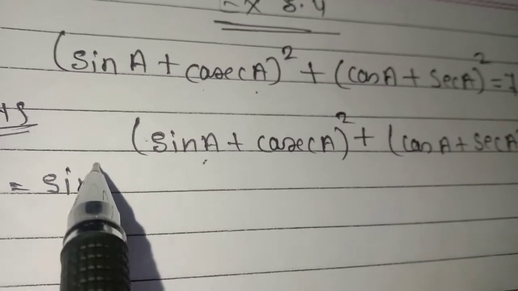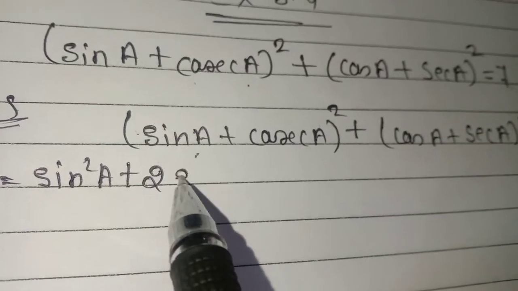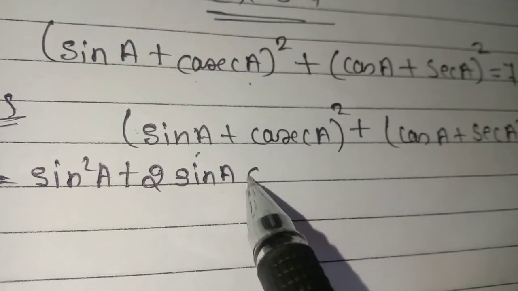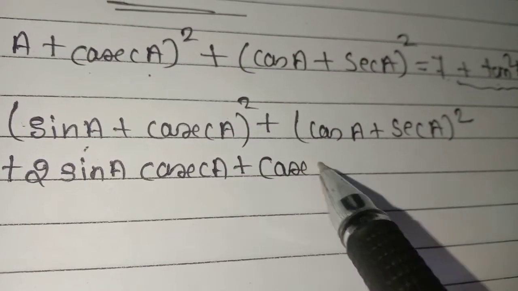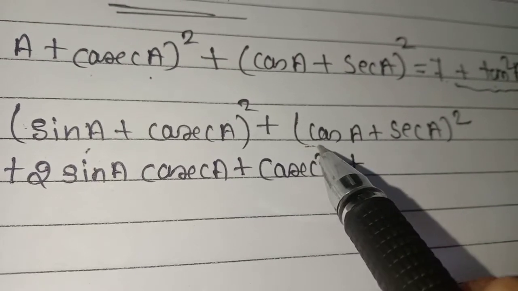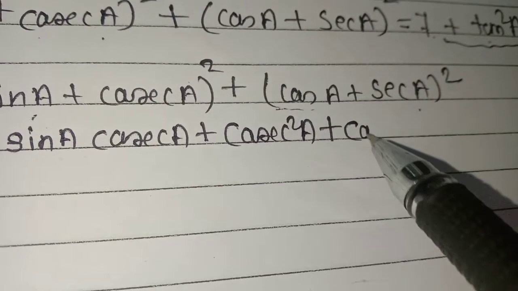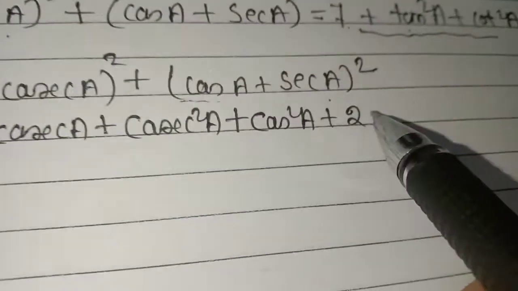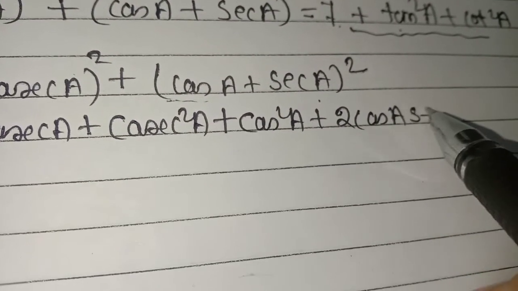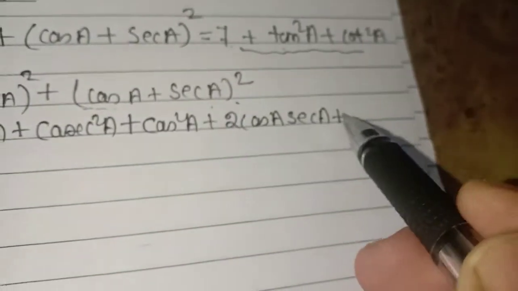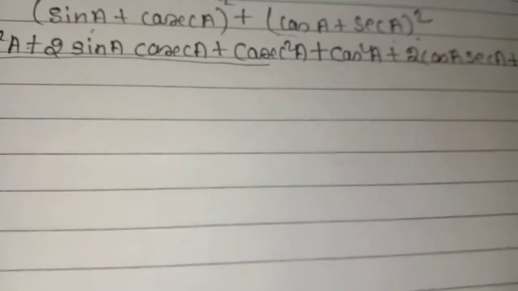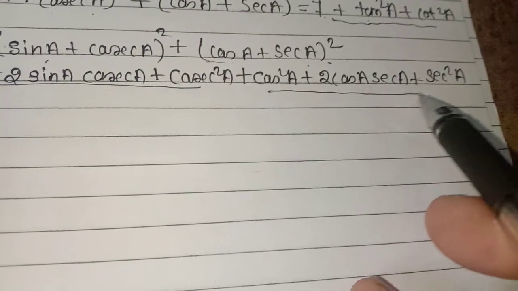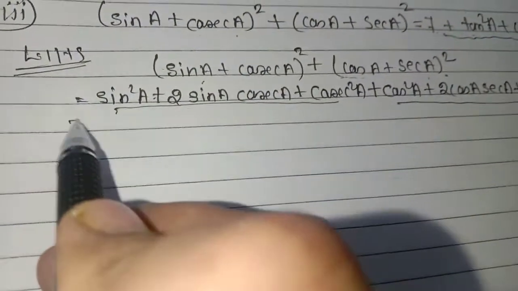It is sin square A plus 2 sin A cosec A plus cosec square A, plus, now we will expand this one, so it is what? Cos square A plus 2 cos A sec A plus the last term is what? Sec square A. So this is the expansion. This is for the first term and this will be for the second term. Now let's prove some identity here.